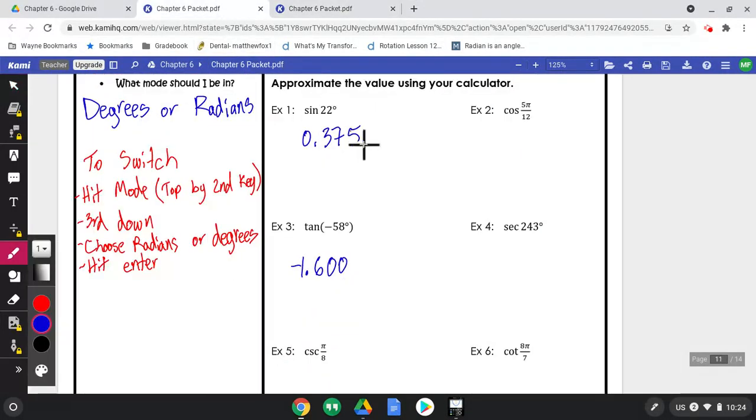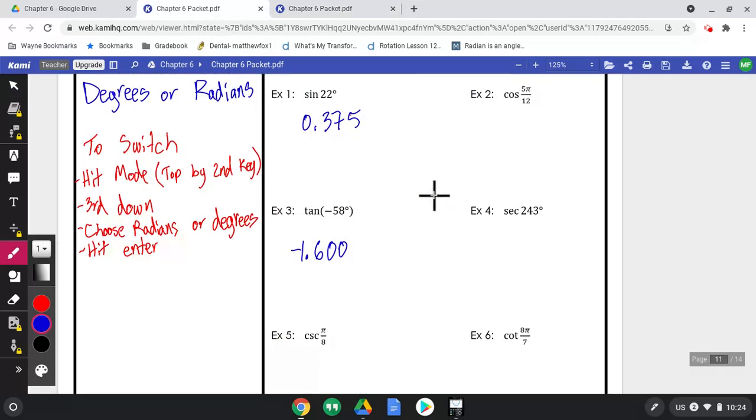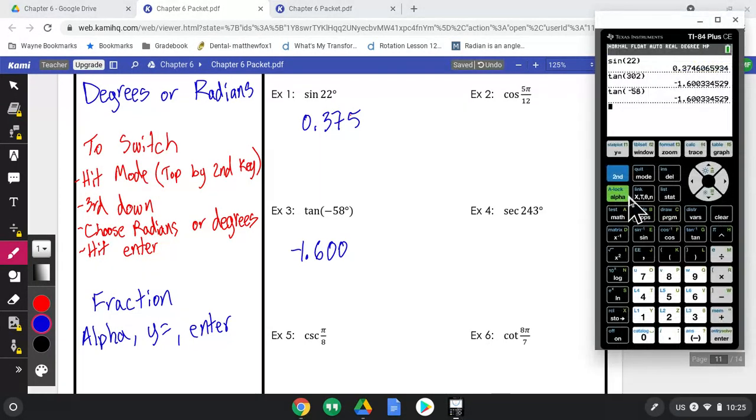So now, on your calculator, you're going to hit the alpha key. Then you're going to hit the y equals, and then you're going to hit enter. And that's how you can get a fraction. Now, you wouldn't have to do that, okay? But I think it's nice because it shows it in a better way. So alpha, y equals, and then I hit enter. And do you see how now that sets up this fraction for me?